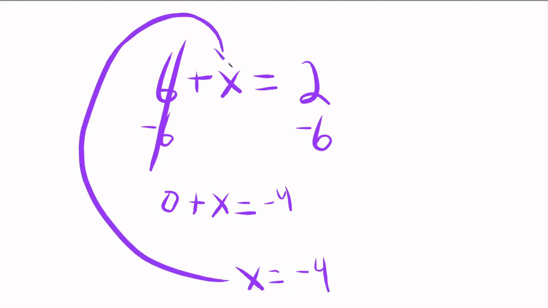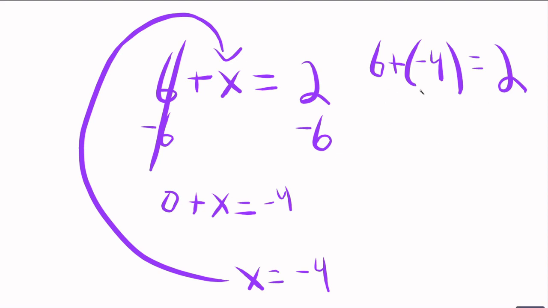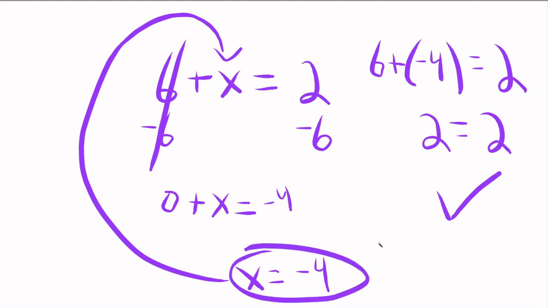I'm going to plug this in to check. 6 plus, in parentheses, negative 4 equals 2. 6 plus negative 4 is the same thing as 6 minus 4. 6 minus 4 is 2. So 2 does indeed equal 2. Again, it checks out. x equals negative 4.